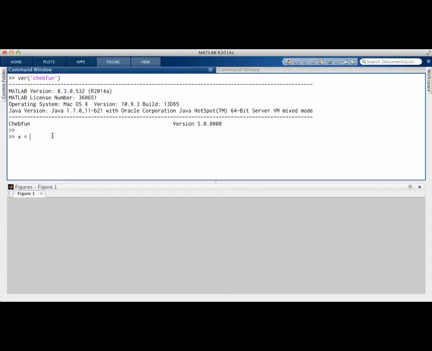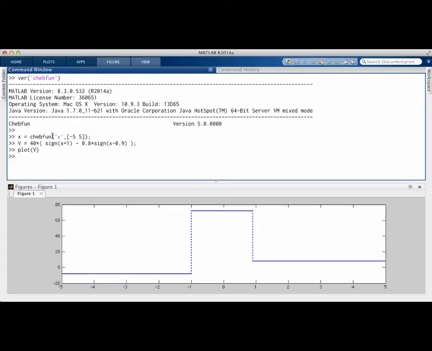Now we'll solve an instance of the Schrödinger problem in Chebfun. I'm going to solve this problem on the domain minus 5 to 5. So here's a potential function defined on that domain. It's what we call a double well potential. It has 2 drops on it. And I made it asymmetrical just to keep it more interesting.